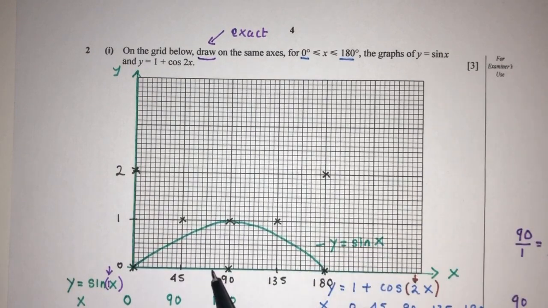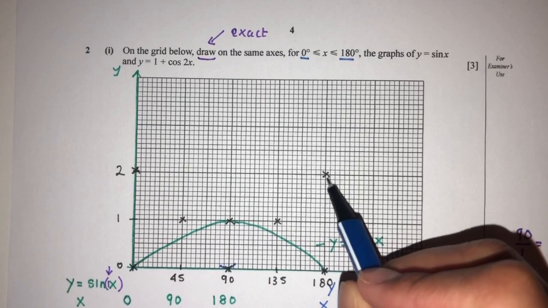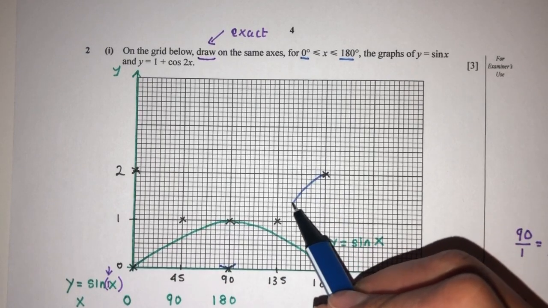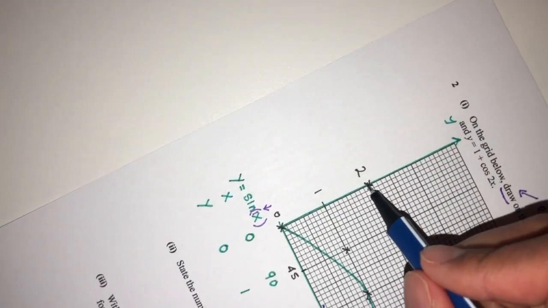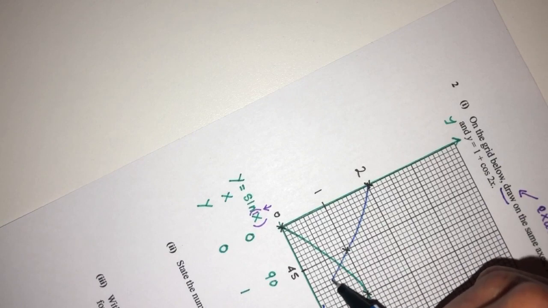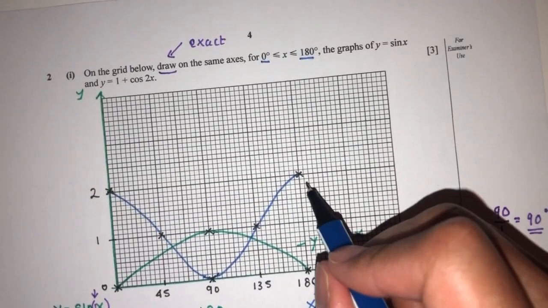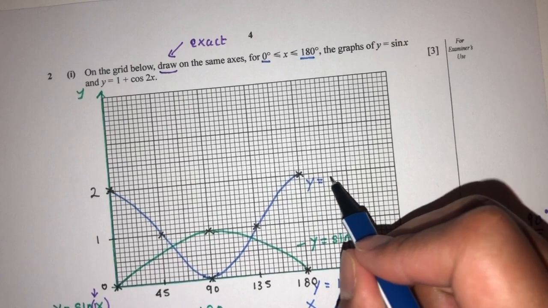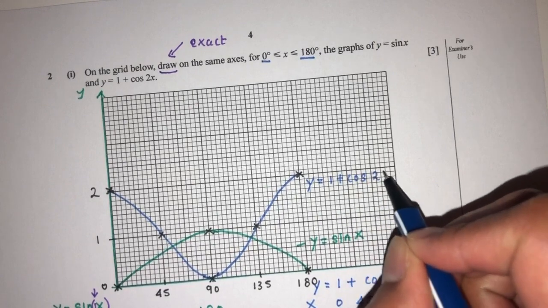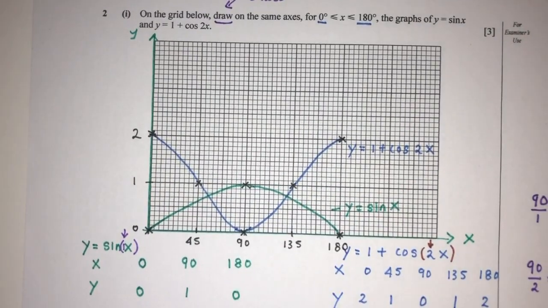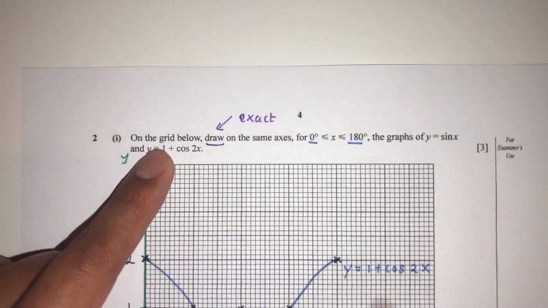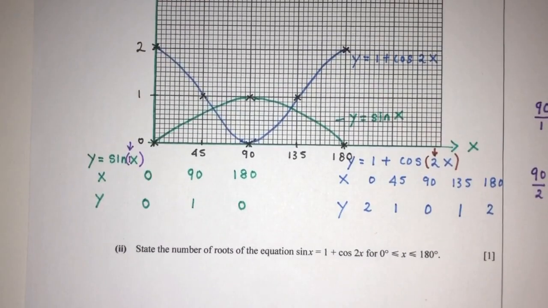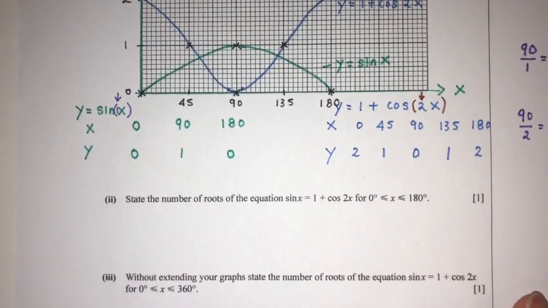So if you observe, this will be my point here. This is the maximum point. It will join with this shape, right? Something like this. Here you go. As you can see, and of course label this as y equal to 1 plus cos 2x. Okay, so this is the shape of my curves between 0 to 180 for this domain. So this is part 1. This is the shown as required. Now let's move on to part 2.